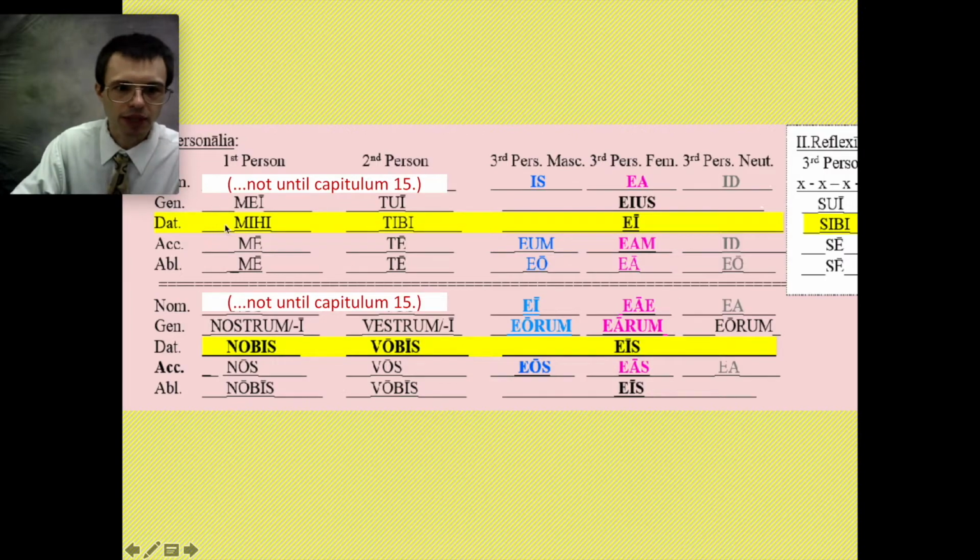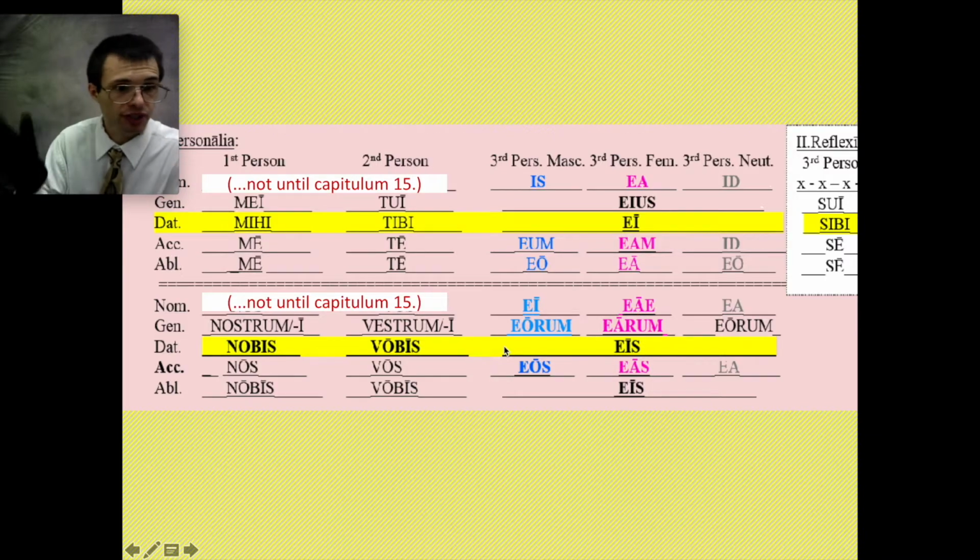So what do these mean? Mihi, to or for me. Tibi, to or for you. Ei, to or for him, her, or it. Sibi, to or for oneself or selves, plural. This is just up here because it can do double duty. Nobis, to or for us. Vobis, to or for y'all. And eis, to or for them.